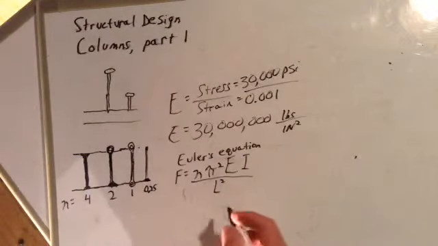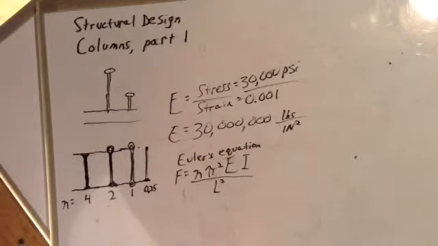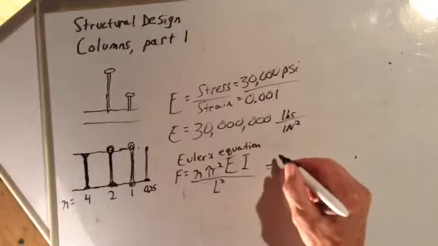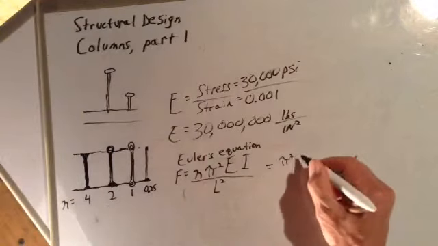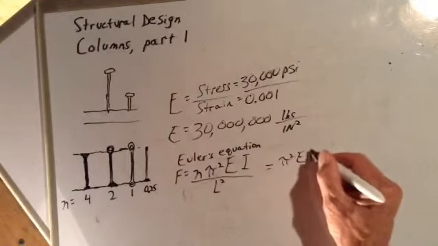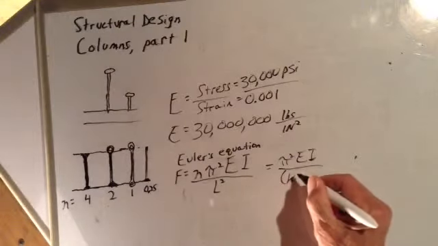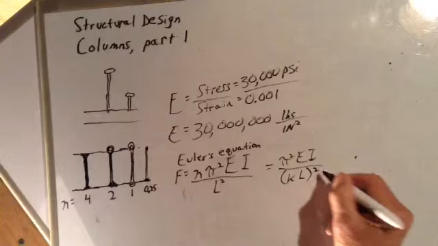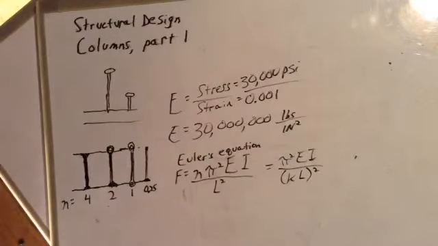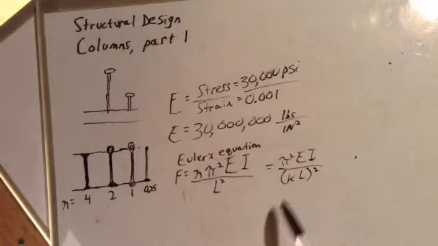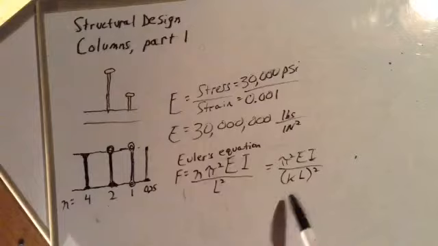Instead of saying F equals N times pi squared times EI over L squared, they say F is pi squared times EI over KL squared. Well, that's really the same equation as this one. The only difference is that one of them uses the letter N in the numerator, the other uses the letter K in the denominator and puts it inside these parentheses and lets it get squared.